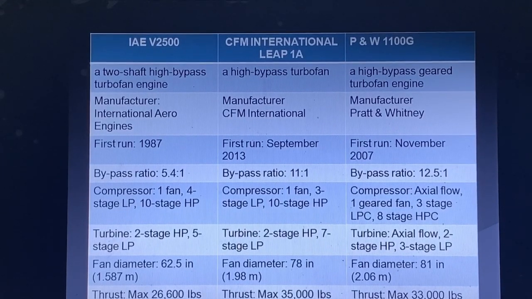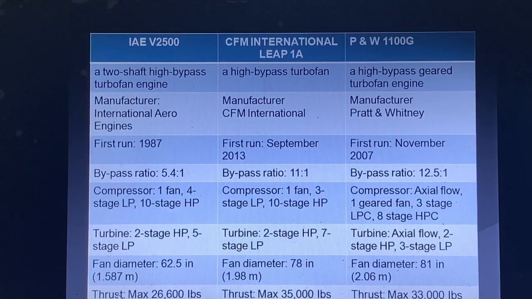Next, let's discuss the fan diameter. For the IAE V2500, the fan diameter is 62.5 inch, whereas for CFM International the fan diameter is 78 inch, which is bigger than the IAE V2500, and the fan diameter of the Pratt & Whitney 110G engine is 81 inch, which is the biggest.